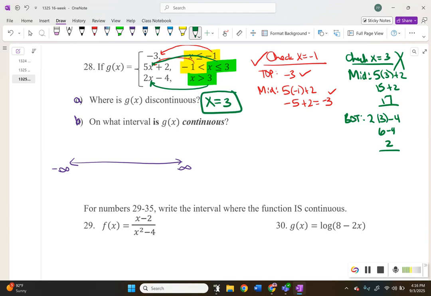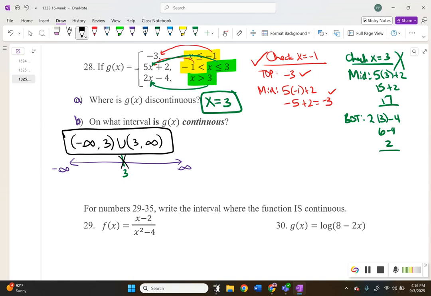Part B, on what interval is it continuous? It's continuous every other value, which there's infinite values, every other value except 3. So I literally just need to pluck 3 out of this interval, and I'll replace it with a union sign. So I'm going to go from -infinity to 3 and not equal it, and then from 3 to infinity. So this is where the function is continuous.